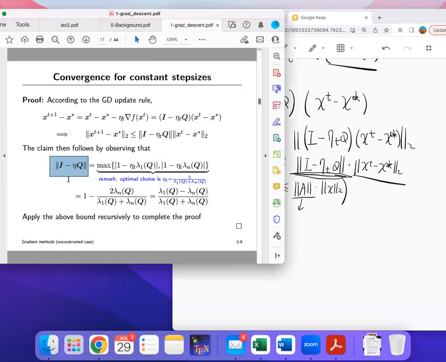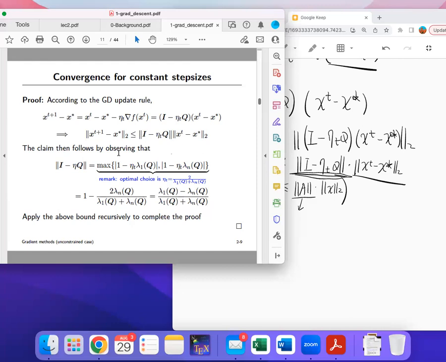In this case, mathematically we can show that the largest singular value of that matrix equals the maximum of these two: the maximum between 1 minus eta_t times the largest eigenvalue and 1 minus eta_t times the smallest eigenvalue. It's not clear which one of them is the biggest number, so we take the maximum of these two.